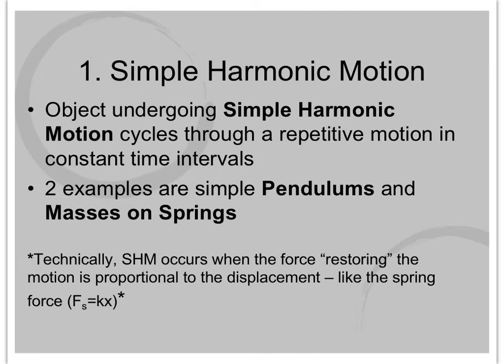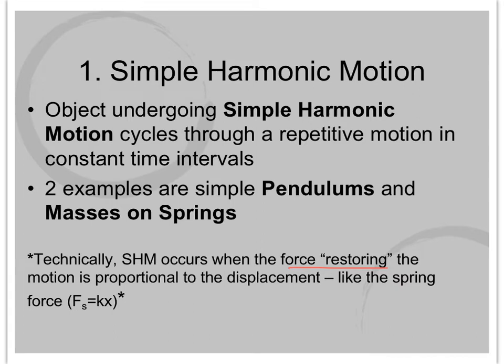The two big examples we're going to talk about are pendulums swinging back and forth, and masses on springs that are oscillating back and forth. Now, there is a slightly more technical definition, and we'll talk about this a little bit. But the more technical definition for simple harmonic motion is that the what's called the restoring force, or whatever is bringing the object back to its center point, its equilibrium, whether that's gravity in the case of the pendulum, which makes it swing back to its lowest point, or the spring force in the case of an object on a spring oscillating back and forth.